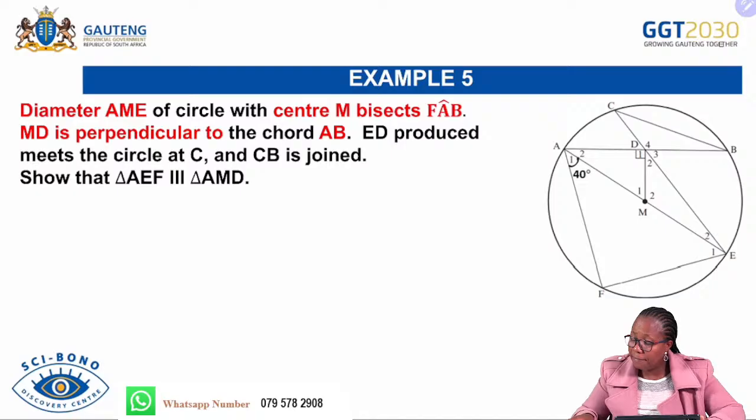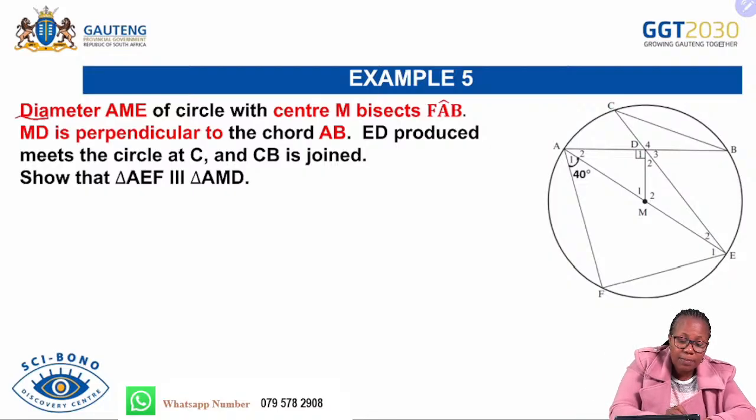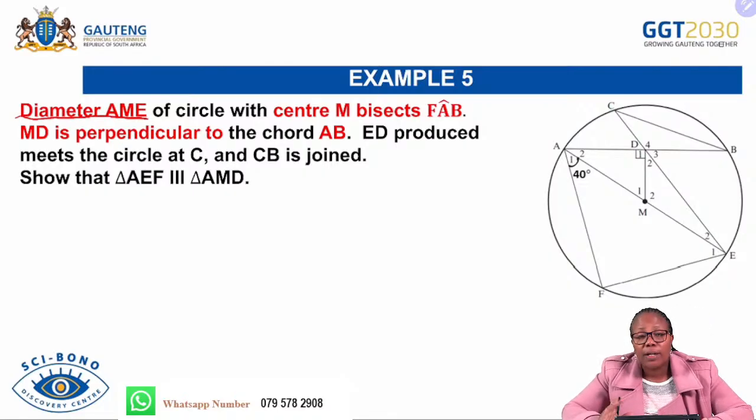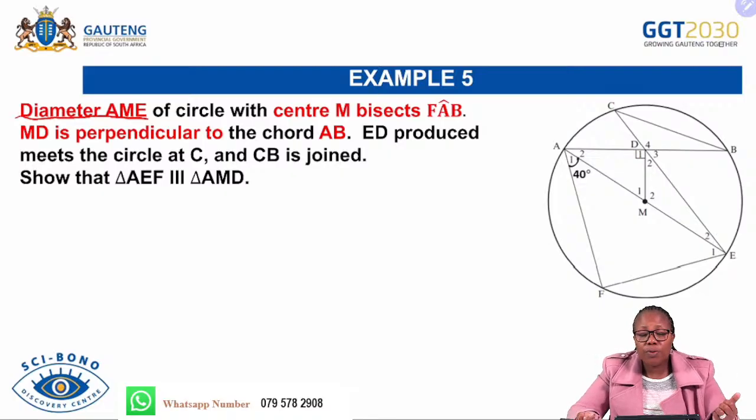Moving forward, example number 5. Remember, giving information into the diagram, we have diameter AME. Grade 12, if you look at this, we are dealing with circle geometry. So your grade 11 circle geometry is now infused into the similarity. So now you also need to apply the knowledge that you have from grade 11 circle geometry into this similarity.